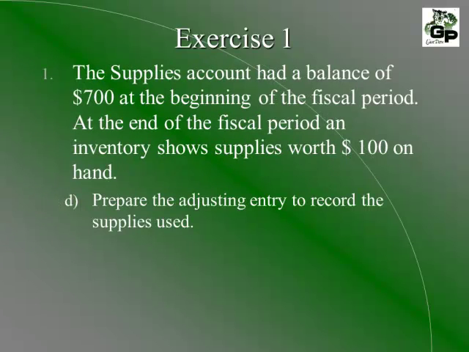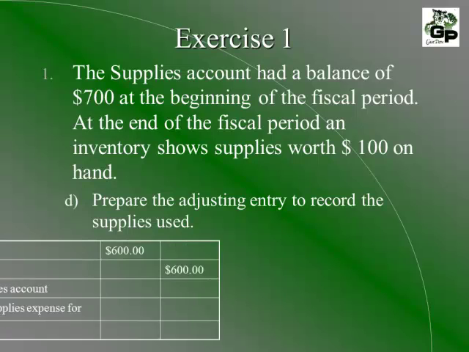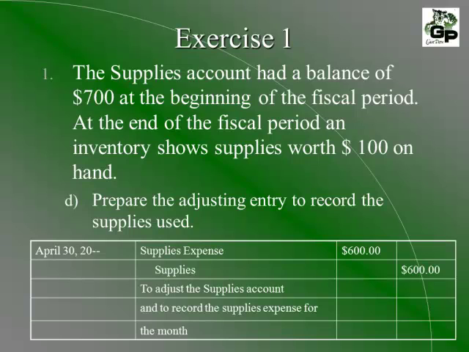Now we must prepare the adjusting entry to record the supplies used. This entry has a debit amount of $600, and this is the supplies expense. Our credit amount is also $600, and this represents the supplies asset account. The description is to adjust the supplies account and to record the supplies expense for the month.